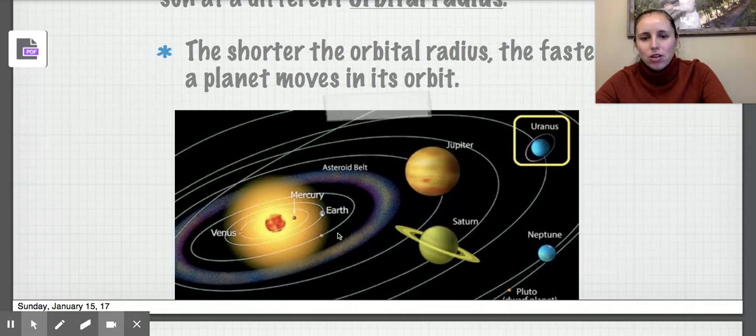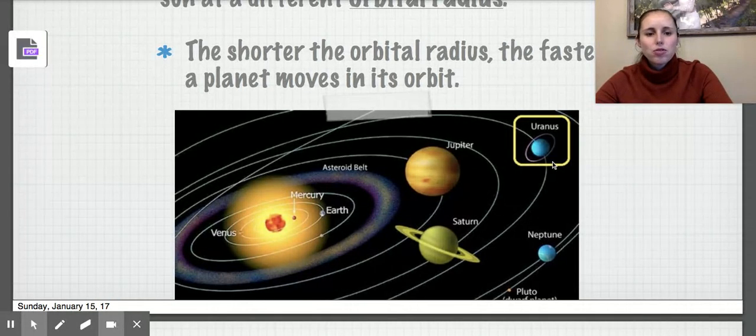Whereas after Earth, we have Mars. You can see Mars's orbital radius. You can see Jupiter's orbital radius. You can see Saturn's orbital radius. So essentially, the shorter the orbital radius, the closer you are to the sun. The larger the orbital radius, the further away you are from the sun.